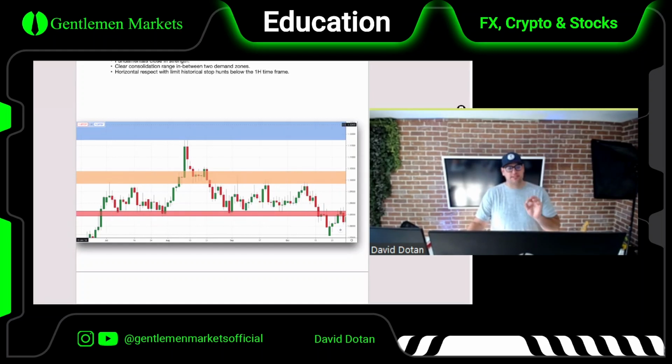That's characteristic number one of Strat 2A: price is in consolidation, not in between the 15-minute time frame zones, not in between the 1H, but in between significant, higher time frame zones. Here we have the weekly, here we have the daily, two significant zones, and price is in consolidation in between.